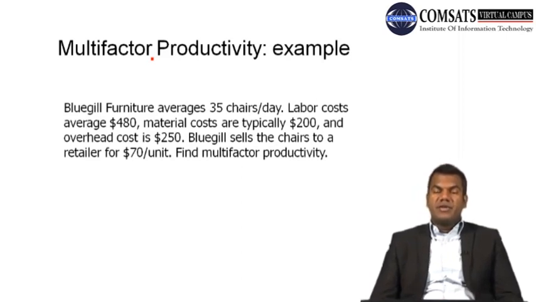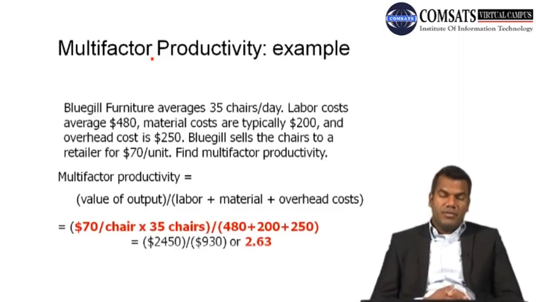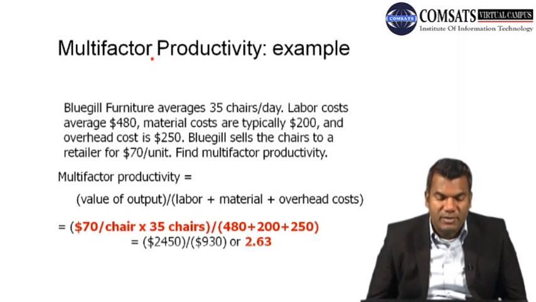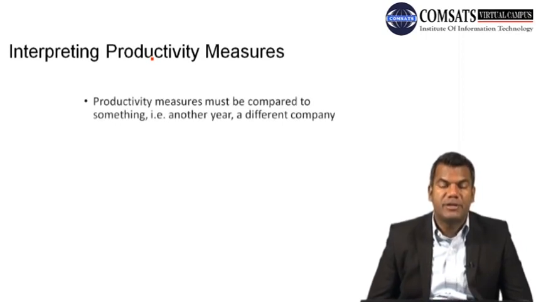Next, the third one, that is the multi-factor productivity. Bluegill Furniture averages 35 chairs per day. Labor costs average $480, material costs are typically $200 and overhead costs are $250. Bluegill sells the chair to a retailer for $70 each. Now how do you do it? For multi-factor productivity, you have to take the value of output divided by labor, material and your overhead costs. So your value of output is 70 multiplied by 35, divided by 480 plus 200 plus 250. And what is your answer? 2.63.